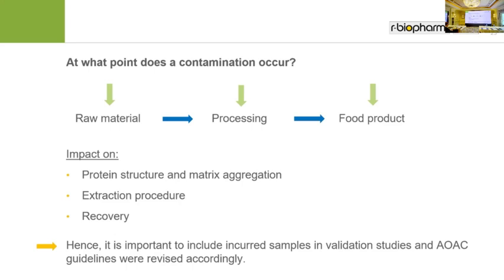Keep always in mind that food processing has an impact on the protein structure and the matrix aggregation. The extraction procedure is therefore also important. With the raw material, perhaps a simple ethanol extraction is sufficient enough. However, with processed food, you need a cocktail extraction best, because everything has influence on the recovery.